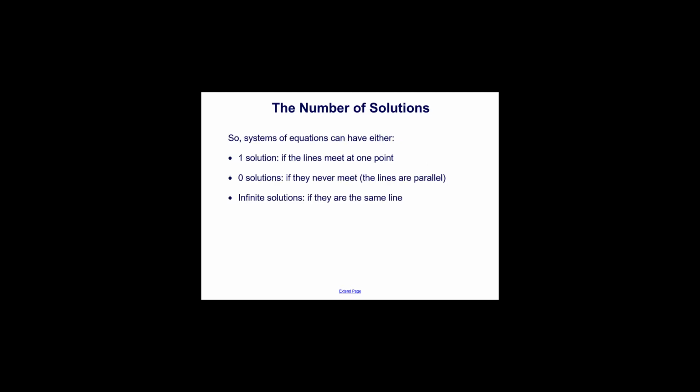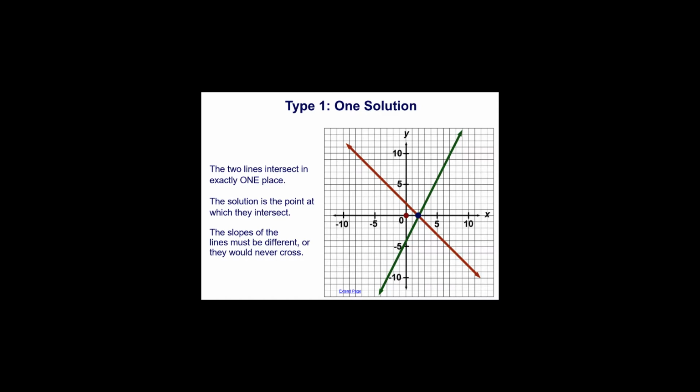So due to the three possibilities for when graphing two lines, systems of equations can either have one solution if the lines meet at one point, if they cross, if they intersect, 0 or no solutions if they never meet, which is when they're parallel, or there's an infinite number of solutions if they are the same line. So here's that example from before that we saw, and this would be type number 1.